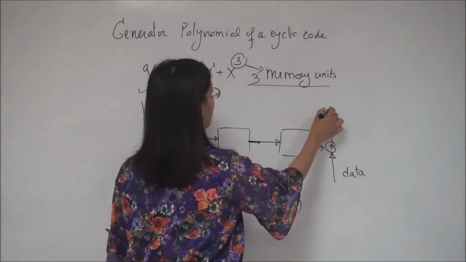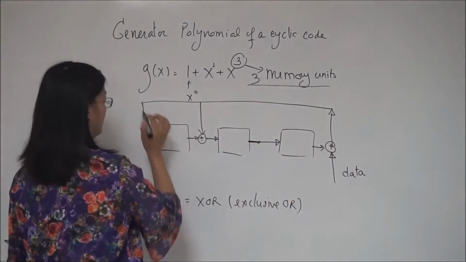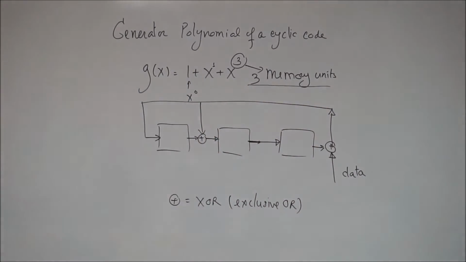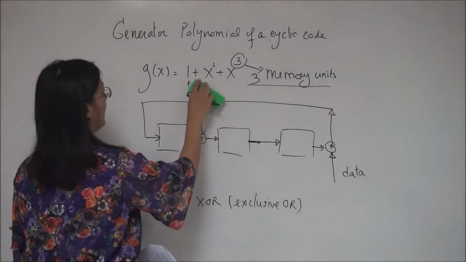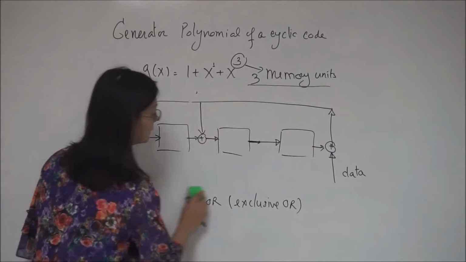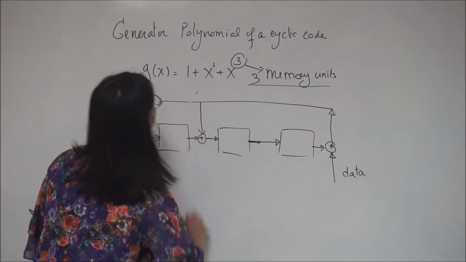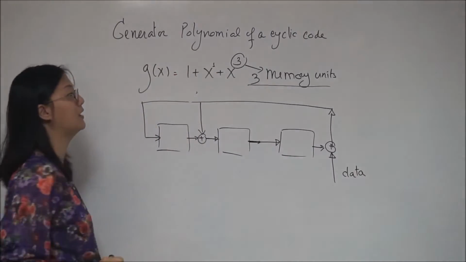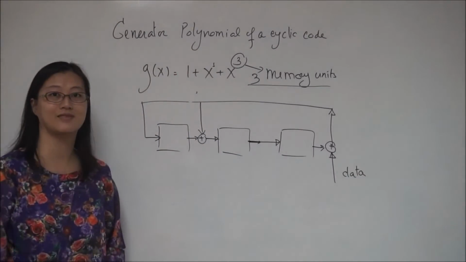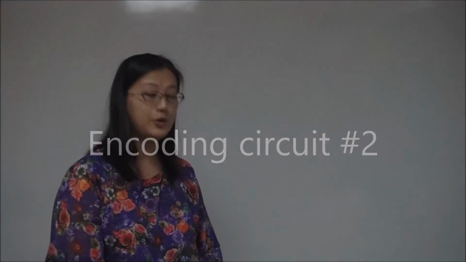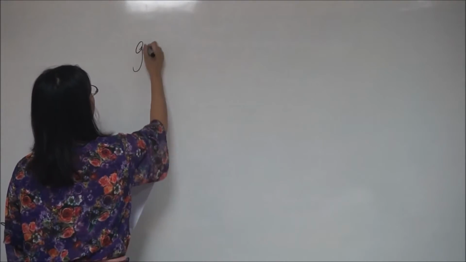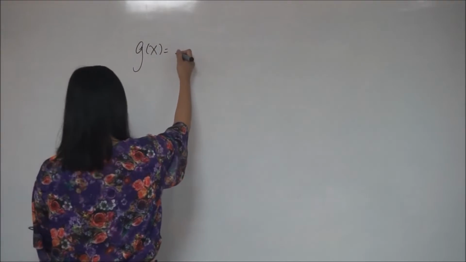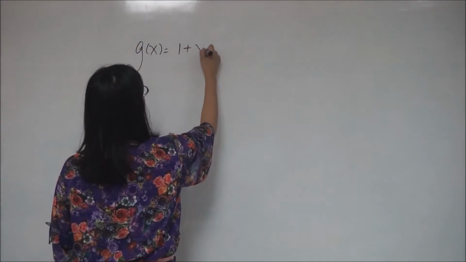I already drew the encoding circuit for this generator polynomial. The message coming in here is this M. You can look at it as a vector because there's 4 bits. First, you initialize the shift register circuit with all 0. So inside the memory units, they are all 0.